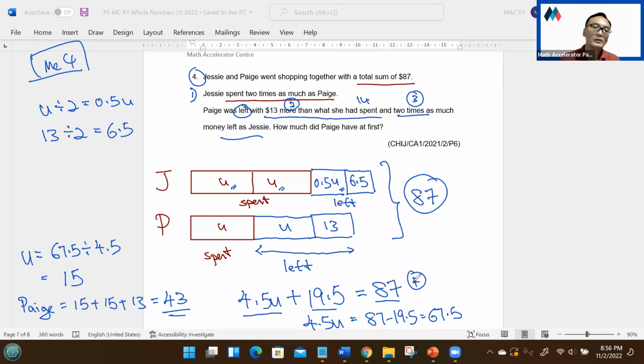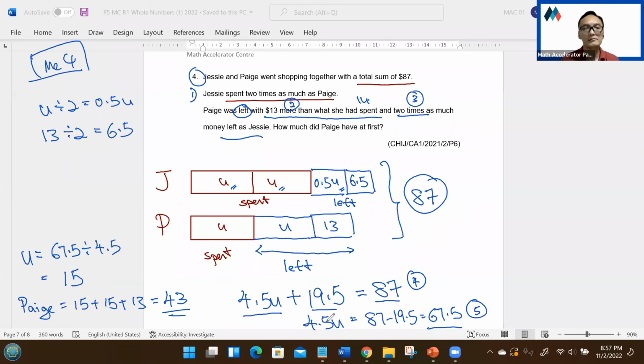Right. So in order to find the value of 4.5 units, we do a subtraction from 87 minus 19.5. Then we get 67.5. That is step 5. Is that okay? I need a response.